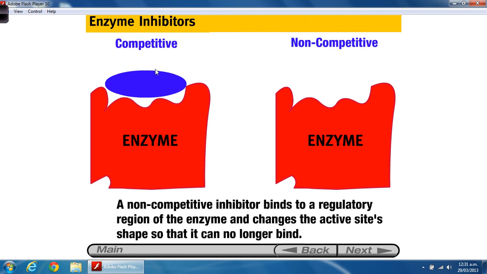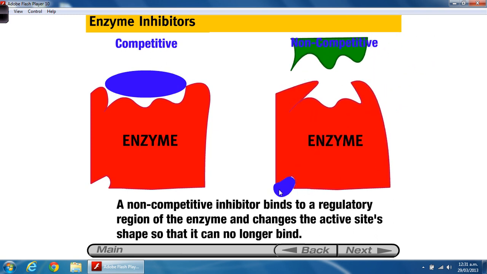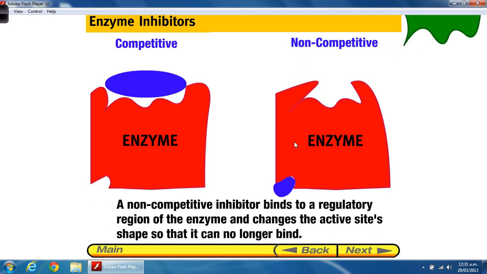So here is a competitive inhibitor binding to the active site, competing with the substrate. A non-competitive inhibitor would bind to a regulatory region, which changes the shape of the enzyme's active site so that the substrate can no longer bind.